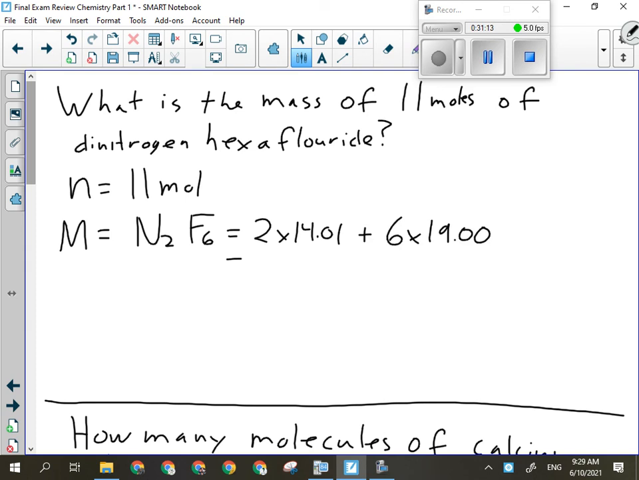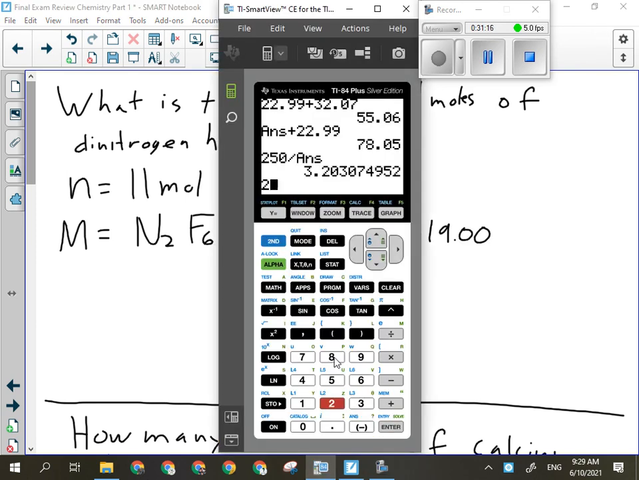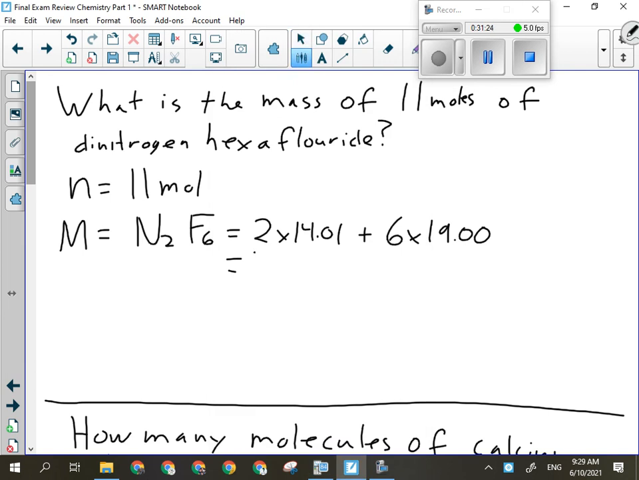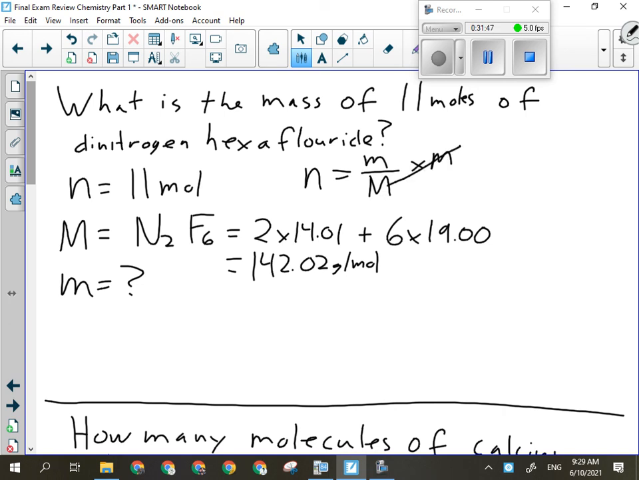atoms. If I put those together, I'll have 28.02 plus 19 times 6. All right, so 142.02 grams per mole. So now I have big M and I have n. I'm supposed to find the mass, little m, which means I'll have to manipulate the mole equation for little m. So I have to multiply both sides by big M. There's my formula for little m.